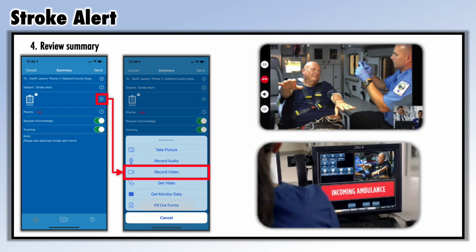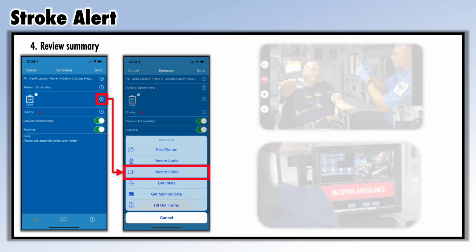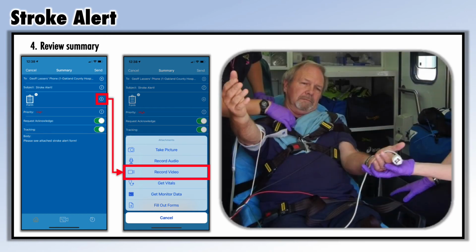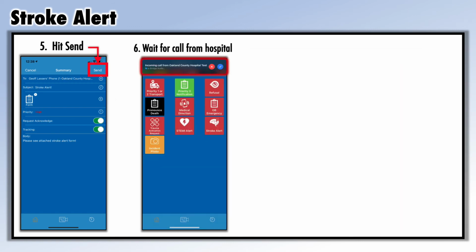This is a very powerful piece of data that can be shared with the hospital and even the stroke team so that they can mobilize as fast as possible. Remember, time is brain. The faster EMS can deliver vital information to the stroke center, the faster the stroke team can make treatment decisions and restore blood flow. When you're ready, hit send and wait for the hospital to call back via the eBridge application.